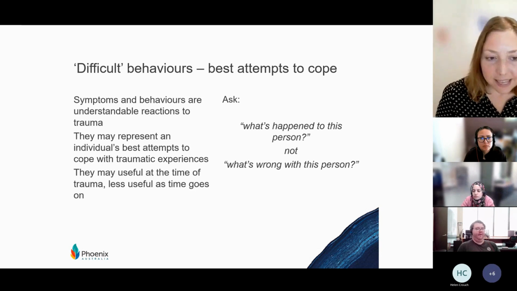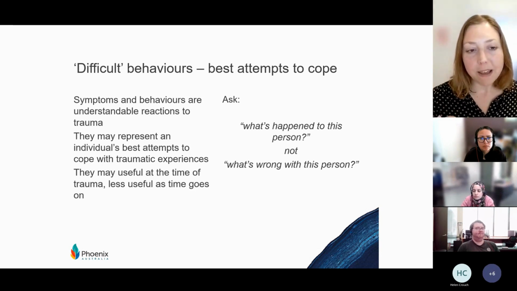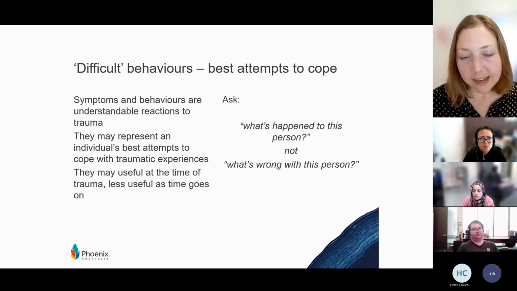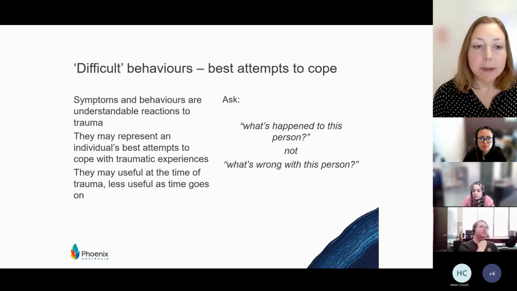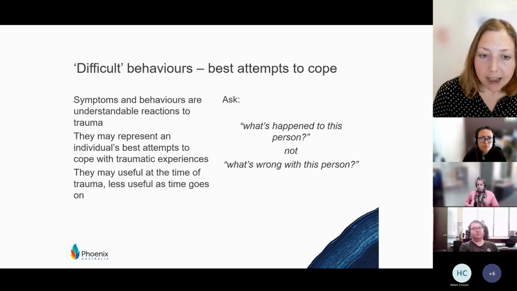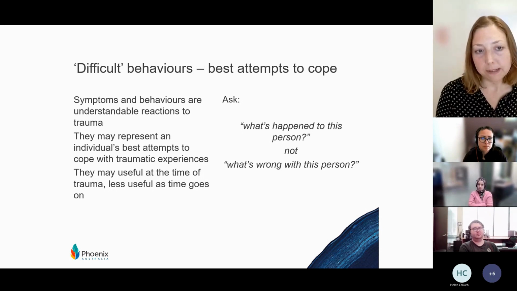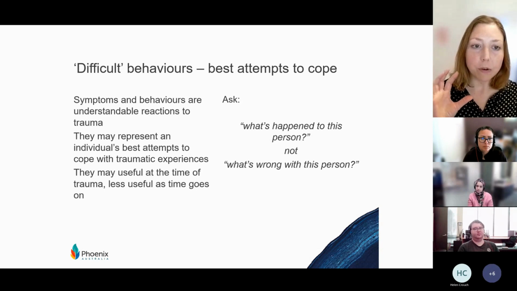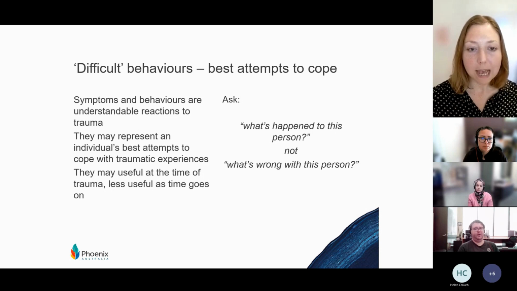So thinking about these behaviours and ways of feeling and expression might actually be their best attempts to cope. And rather than say what's wrong with this person, ask what's happened to that person. As I said, I think this might be a really nice key shift that you can have when working with trauma survivors: what's happened to this person, not what's wrong with this person.